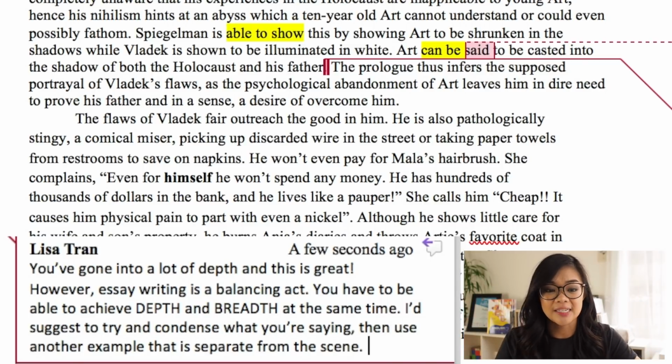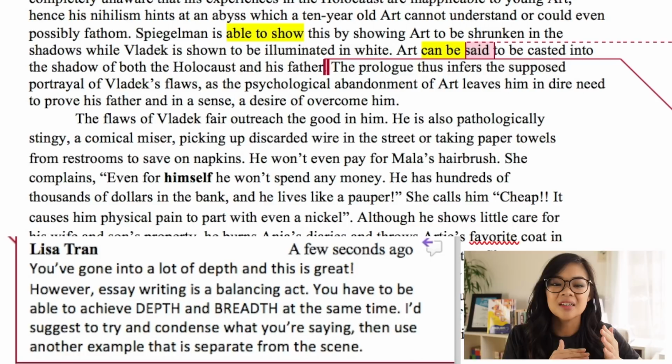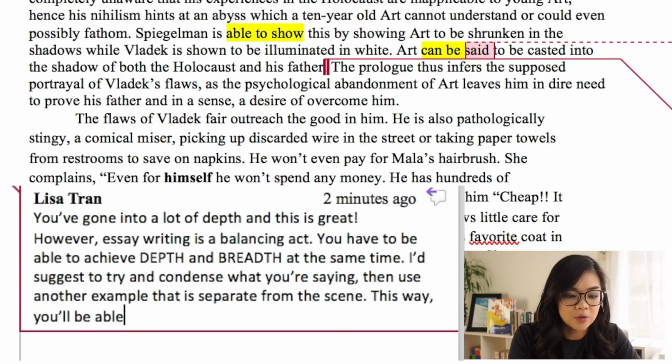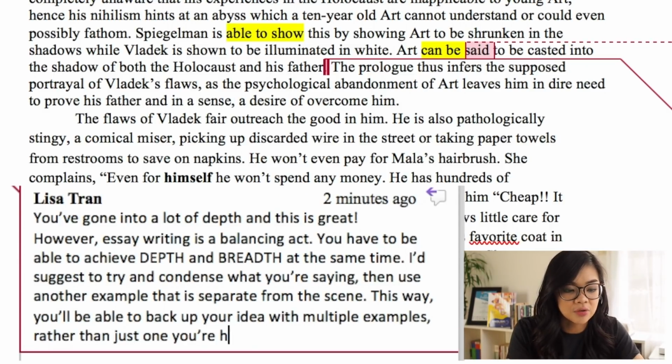Basically, what I'm finding here is that the student has just used one example and they go into a lot of detail about it, which is awesome. But at the same time, we want to achieve breadth as well, which is finding a variety of examples to back up your point, because just having one piece of evidence to support what you're saying isn't solid enough. So that's what I'm trying to say here. This way, you'll be able to back up your idea with multiple examples rather than just one you're heavily relying on.